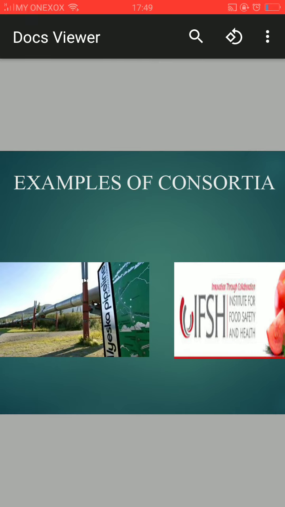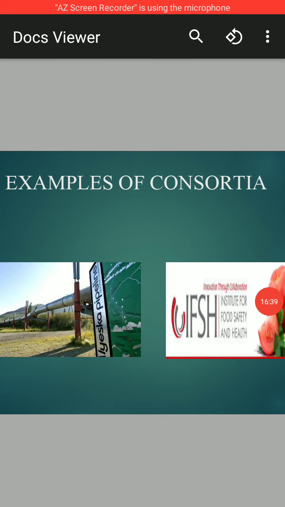Okay, you can see the example here. The company known as Alaska Pipeline Service Company built the Trans-Alaska Pipeline System in the 1970s. Basically, this company was a consortium between BP, ARCO, ExxonMobil, UNOCAL, ConocoPhillips, and Koch Alaska Pipeline Company.